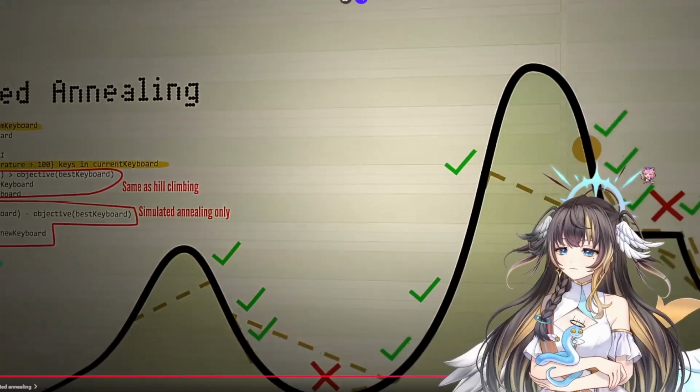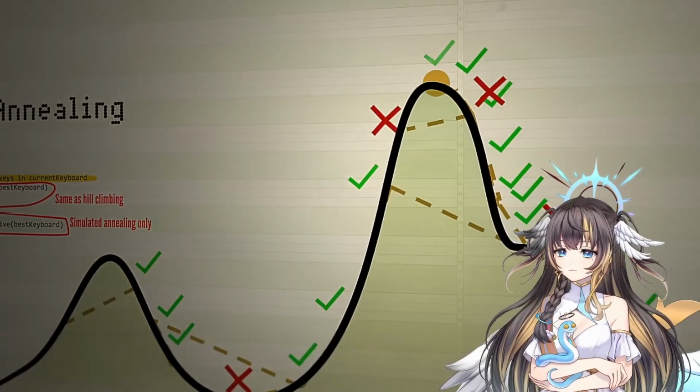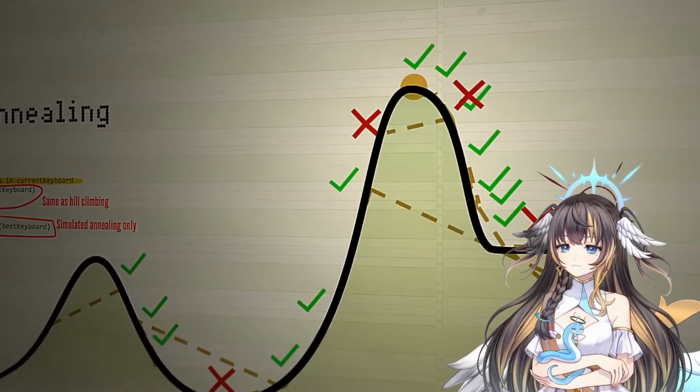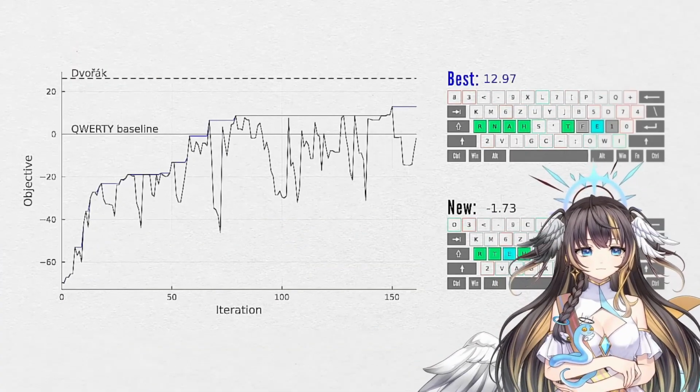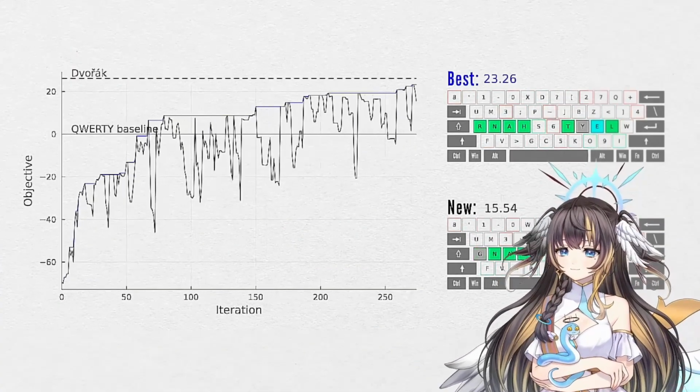It's as if we explored the base of lots of different hills, but then only ended up climbing the tallest mountain. I wrote this out in code and had our objective function type out all the works of Shakespeare.